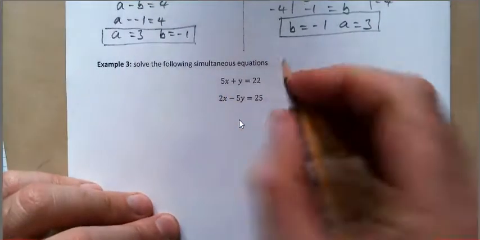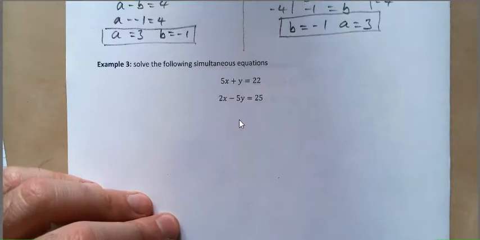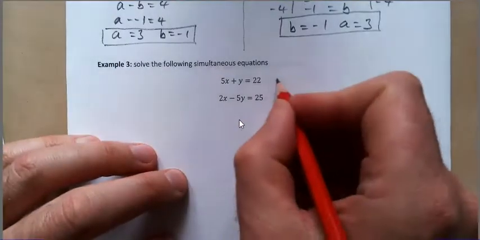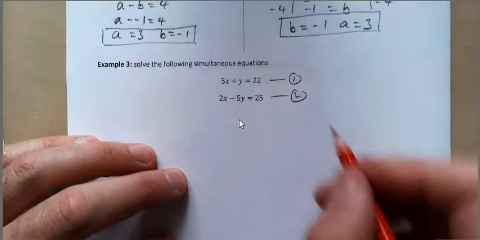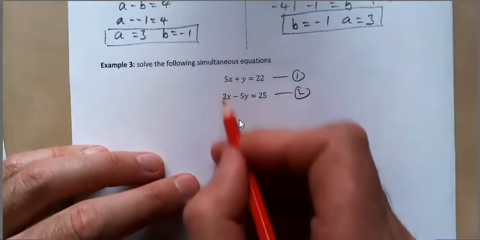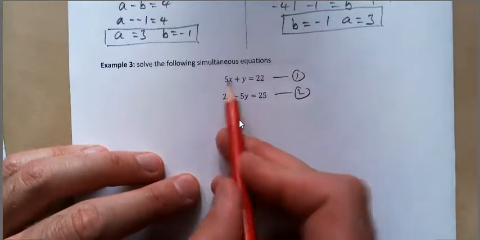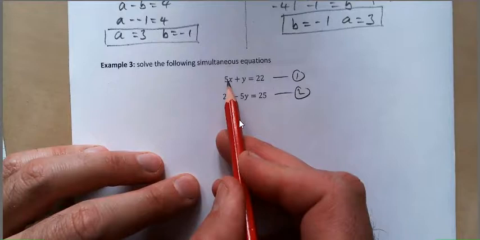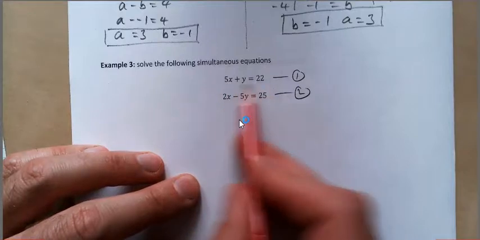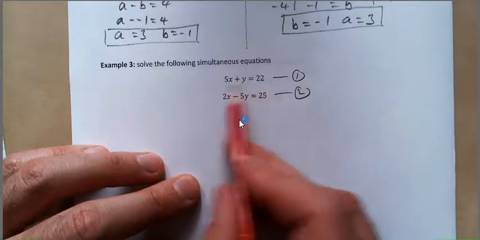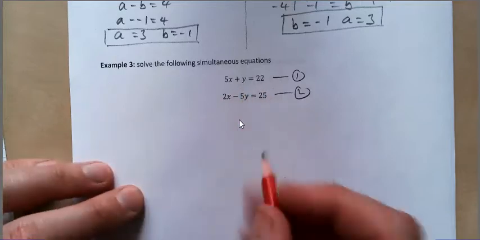So what we always do is we number them 1 and 2. So I'm going to call this one number 1 and call this one number 2. You can, if you wish, make the x's the same, but I think it's more work. You would need to times this one by 2 to make it 10, and this one by 5 to make it 10. I think it's easier just timesing by one thing, so I'm going to times this one by 5 to make the y's the same.